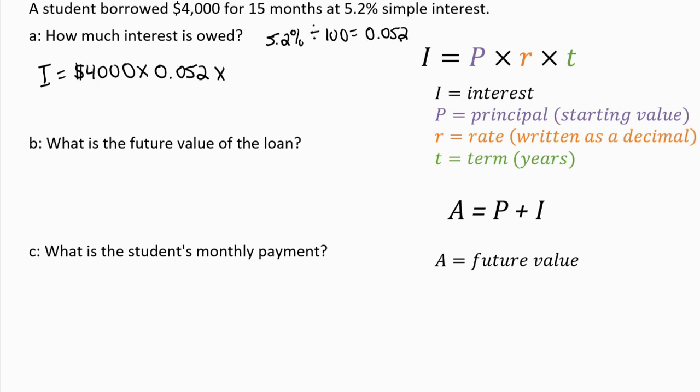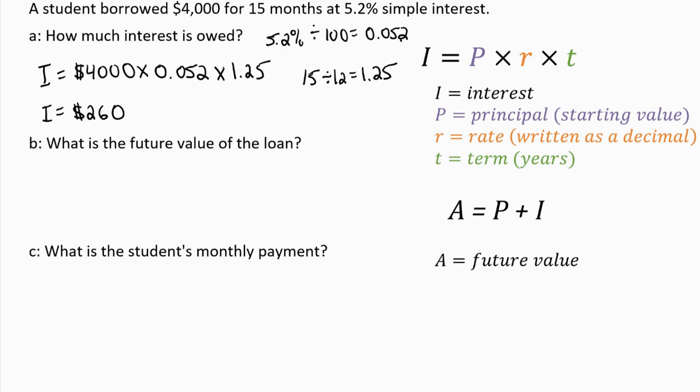And then we multiply that by the term, which is always in years. But this problem gives us the term in months. So we want to take that 15 months and divide it by 12, and that'll put it in years, which will be 1.25 years. When you multiply all that together, 4,000 times 0.052 times 1.25, we're left with $260. So that's going to be the interest that accrues during the length of this loan, 15 months.